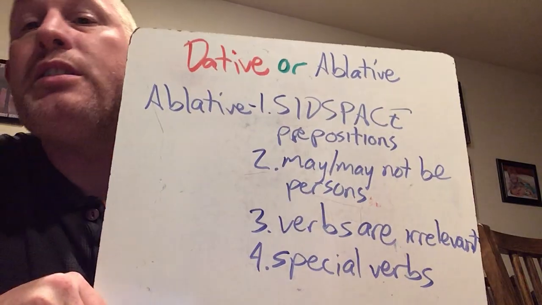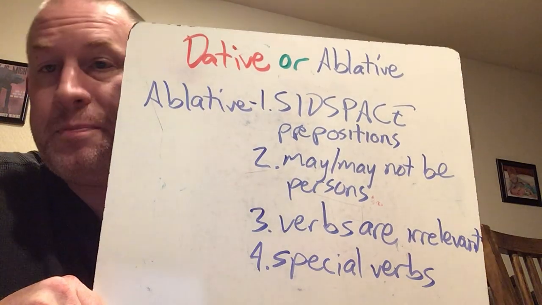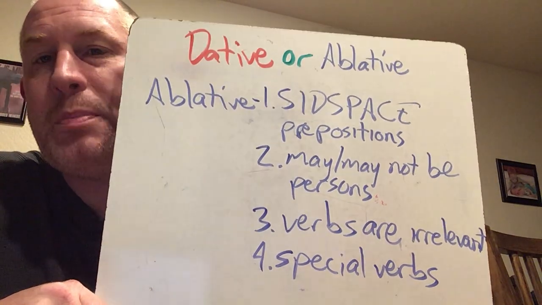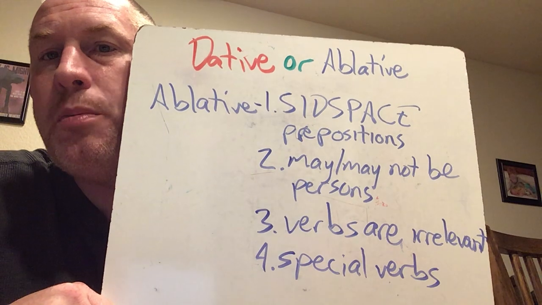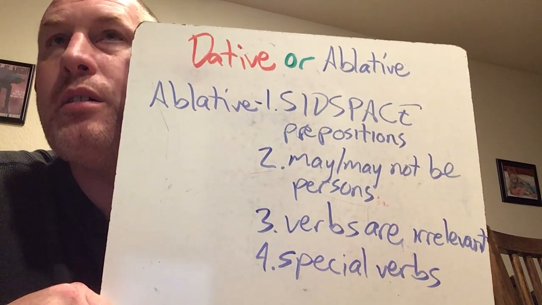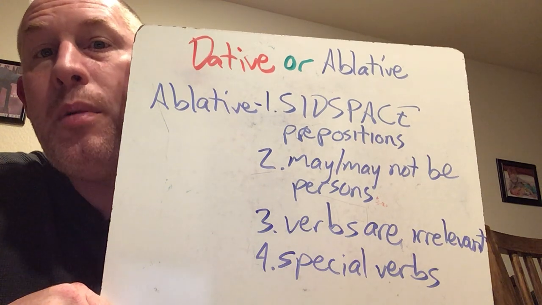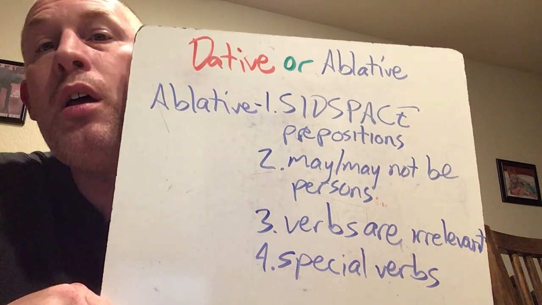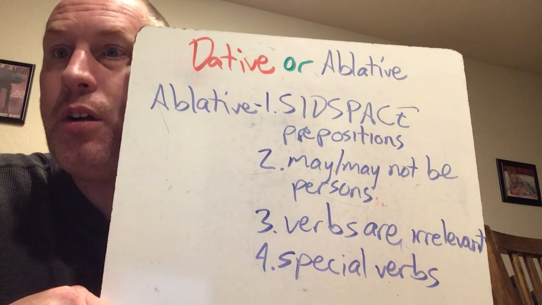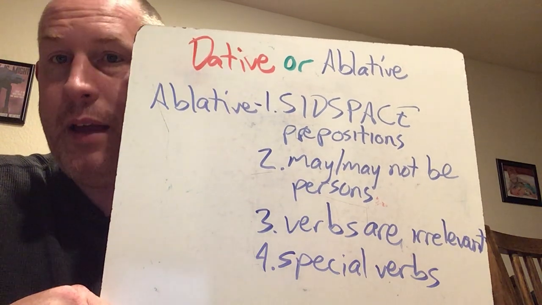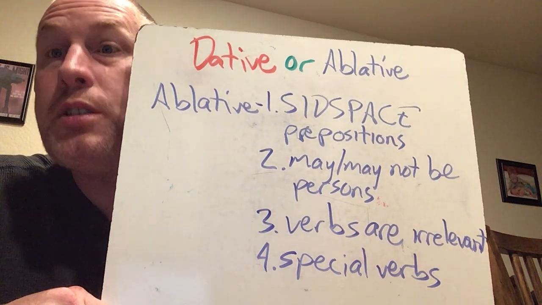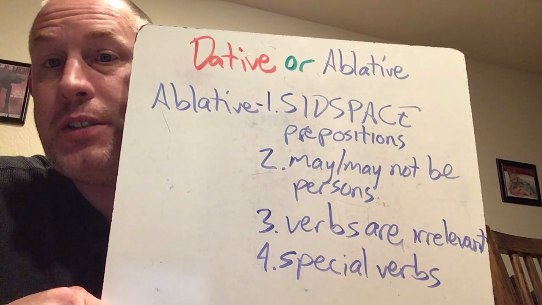Now the ablative, on the other hand, in our dative versus ablative, is in some ways simpler, but in some ways a lot longer. The ablative is any SID space preposition, okay? Sub, in, de, sine, pro, ob, cum, or ex. And remember, ob and ex can often be abbreviated as a or a. So any of those prepositions absolutely get the ablative case.